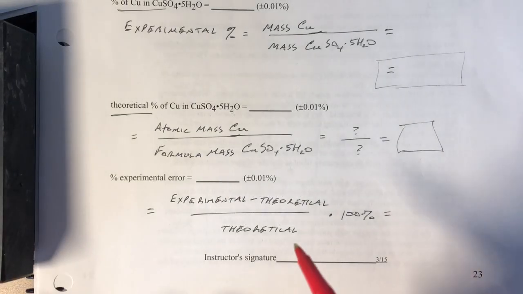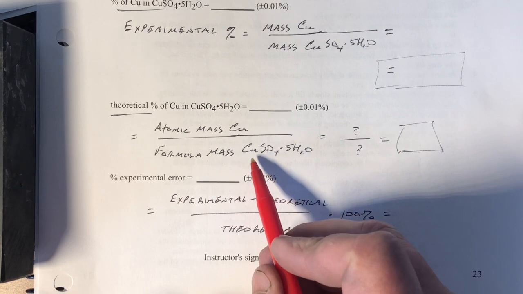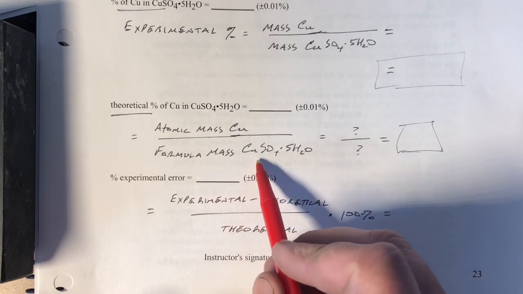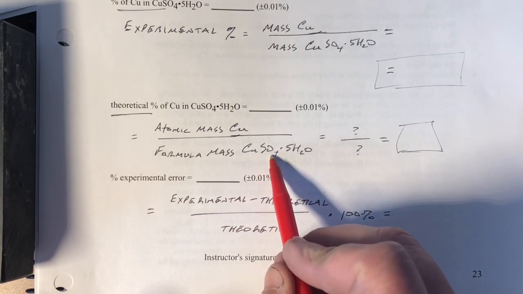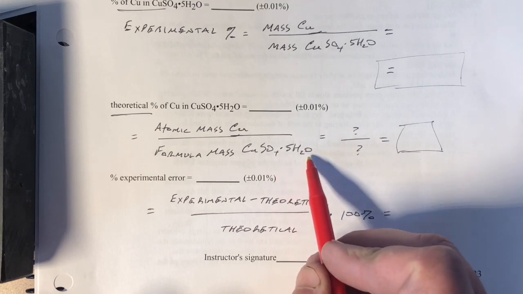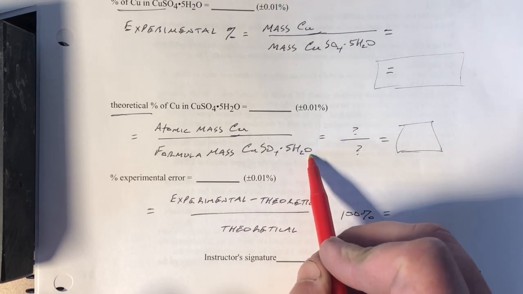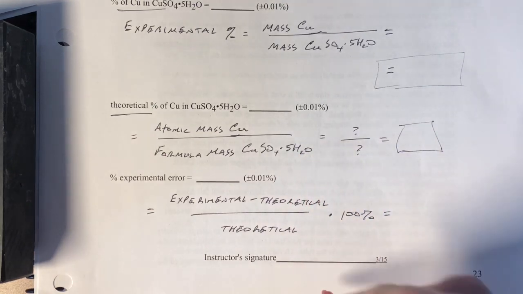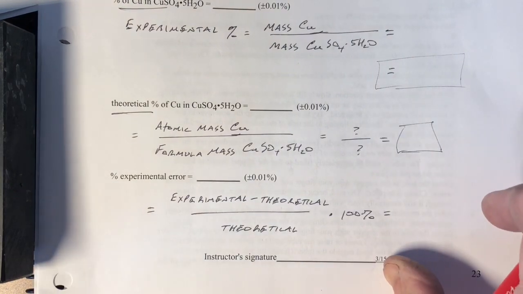Okay, as part of the... I think I misspoke above. Make sure in the denominator here for the formula mass, it's copper, a sulfur, 4 oxygens, 10 hydrogens, and 5 more oxygens. I think I said 1 before. All right, so that was the calculations.